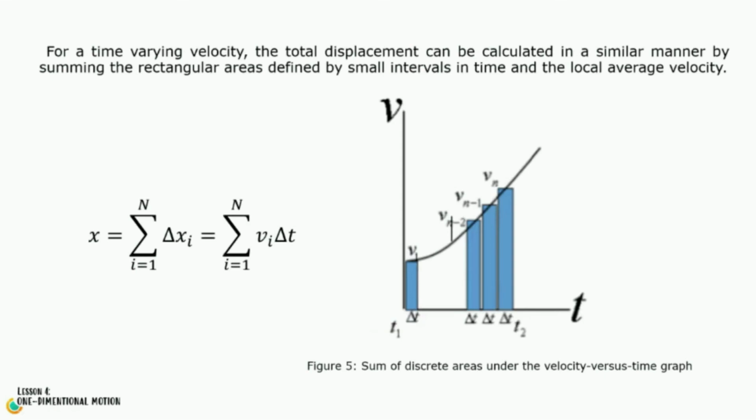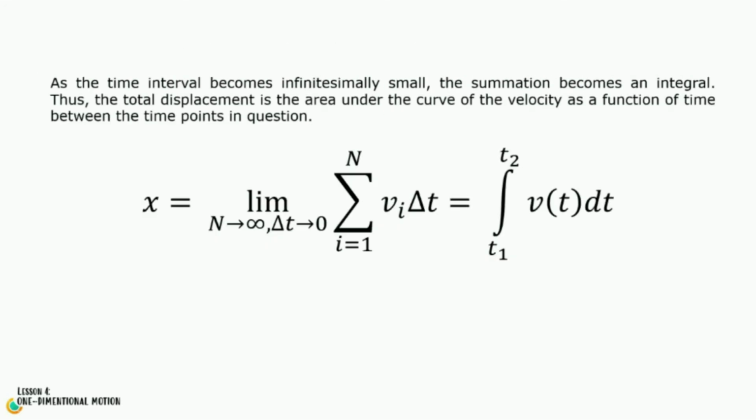If there is constant velocity, there also is a varying velocity. For a time-varying velocity, the total displacement can be calculated in a similar manner by summing the rectangular areas defined by small intervals in time and the local average velocity as shown on the figure. As the time interval becomes infinitesimally small, the summation becomes an integral. Thus, the total displacement is the area under the curve of the velocity as a function of time between the time points in question.